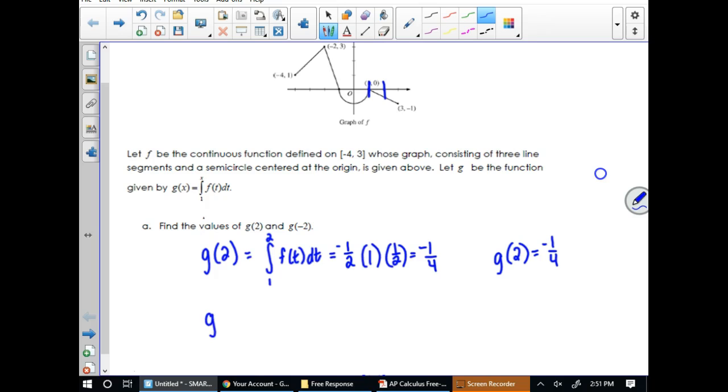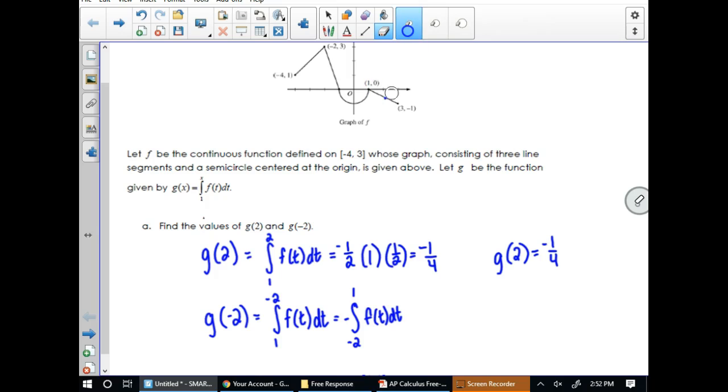And then we're going to do the same thing, but with g of negative 2. So we are integrating from 1 to negative 2 of f of t dt. And here we might want to think of this as negative integral from negative 2 to 1 of f of t dt. Because we're going backwards here, that area under the curve is going to be negative, or well, the opposite sign of. So from 1 back here to negative 2, we've got this semicircle and this tall skinny triangle.